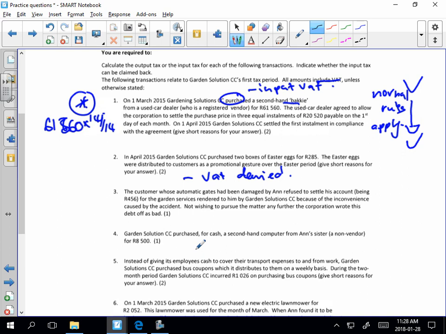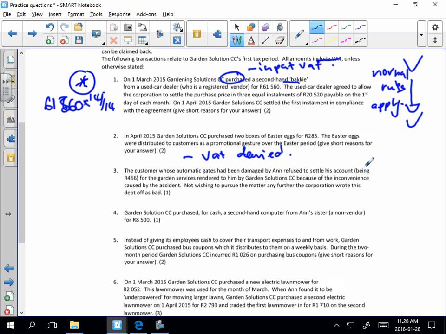So let's look at the Easter eggs when we distribute them. Is that a deemed supply? Have we sold those Easter eggs? Yes or no? The fact that we could not claim any VAT, therefore we cannot charge any VAT. Does that make sense? So if you can't claim VAT, you cannot charge VAT.